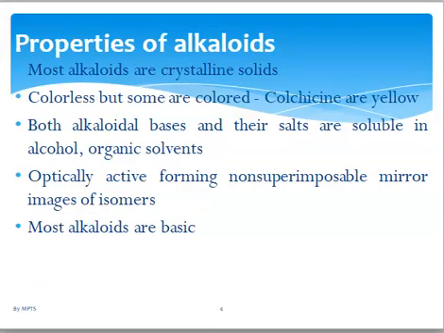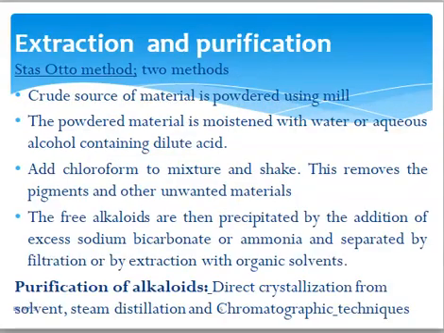What are the properties of alkaloids? Most alkaloids are crystalline solids. They are colorless, however others are colored, such as colchicine, which is yellow. They are soluble in alcohol and organic solvents, and some are soluble in water. Some are optically active, and there are very many other properties which I have left out.